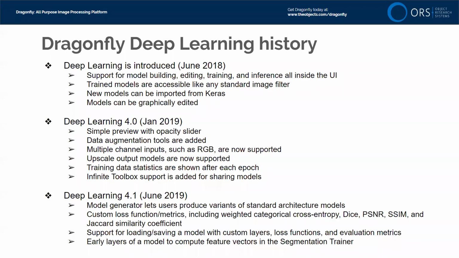Now, the trained models, once you have them in Dragonfly, they're accessible like any image filter. You can do a preview, whether this is for denoising or for super resolution or for image segmentation. You can do a preview on any slice, just like you might with an image filter, and you can put it into a workflow and call it and have it process an entire stack of images, just like any image filter. Also, with the introduction, we made it so that you can import models from Keras. So this is also sort of that 1% club. If you've written your own deep learning model and you've written it directly in Keras source code, you can import that model and use it directly in Dragonfly.